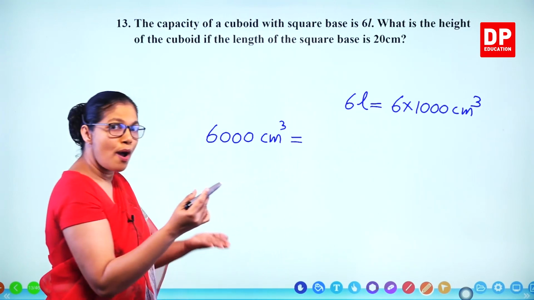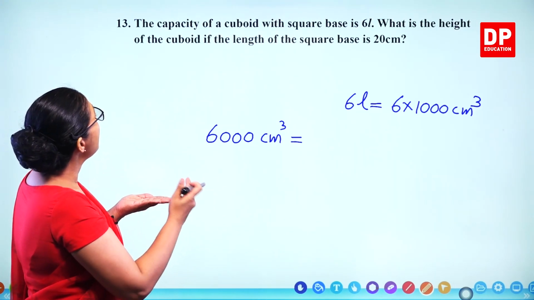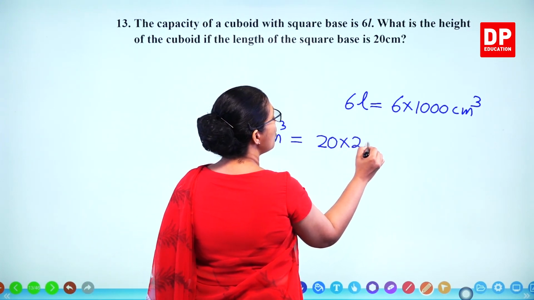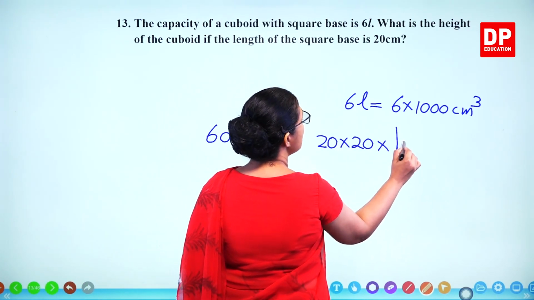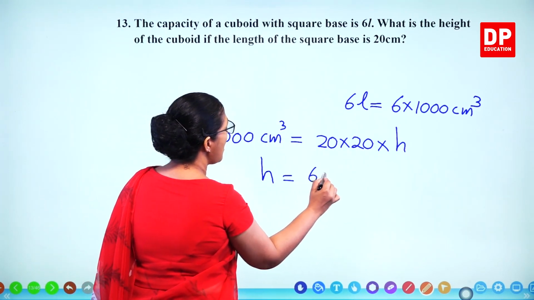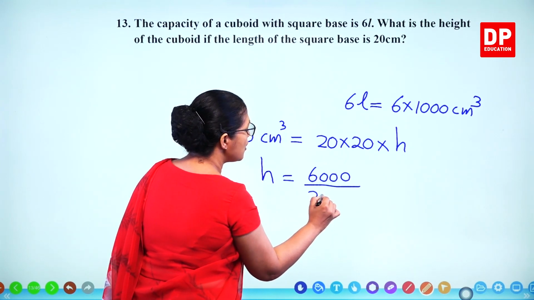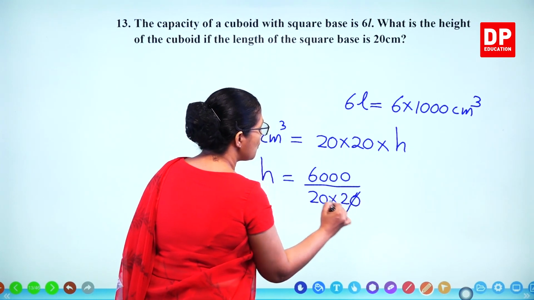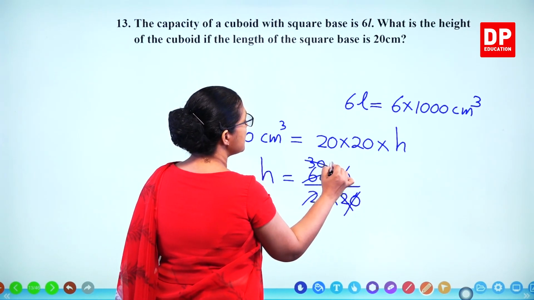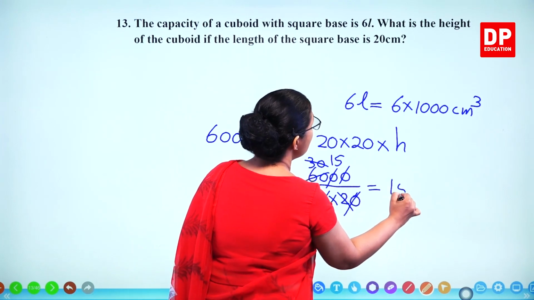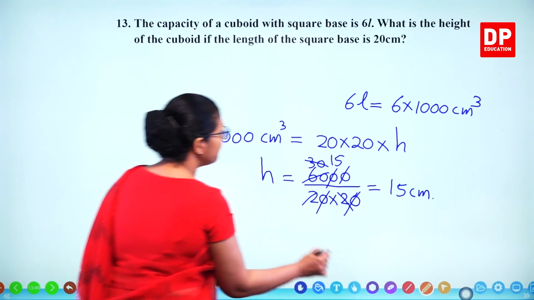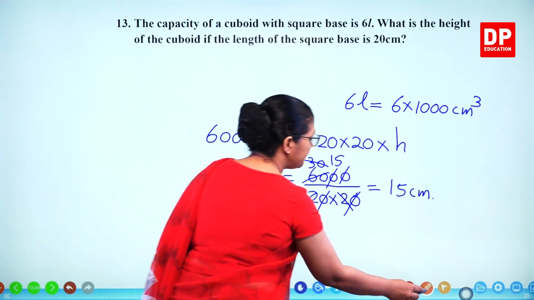That's equal to base length is 20. That's a square. 20 times 20, length into width. And the height you have to find. We'll take h. So what is the height? 6000 divided by 20 and 20. 2 zeros. 2 times 30. That's 15. So 15 centimeter is the height of water. So you get 2 marks there.